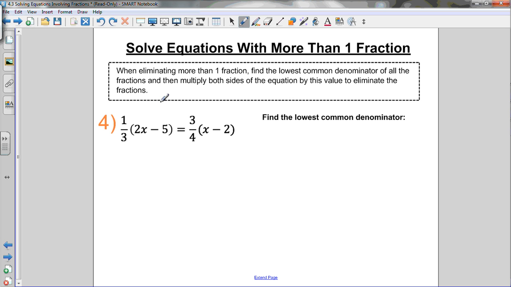Number 4. Alright, so now we're going to do some questions that have more than one fraction. So you want to follow the same principle. You don't want to distribute the fractions to get rid of the brackets. You want to get rid of these fractions right off the bat.